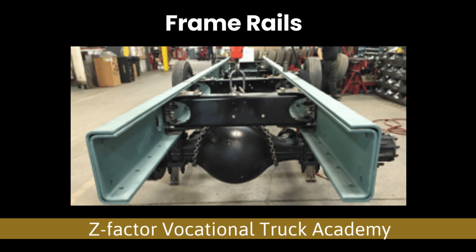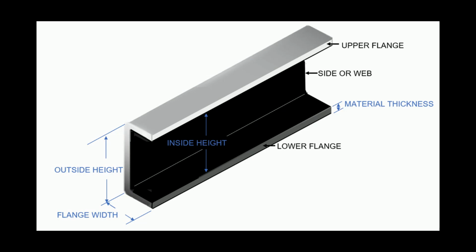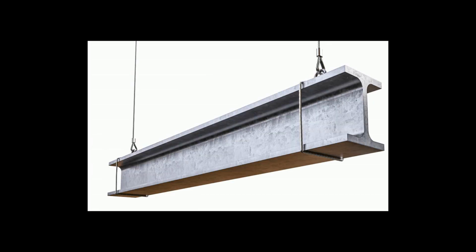The height of the web is measured vertically, and the flanges play a key role in distributing stress. The dimensions of a truck frame rail channel are defined by outside height, inside height, and material thickness. Outside height measures from the exterior of both flanges, while inside height refers to the distance between the flanges on the inside of the web. Material thickness is calculated as the difference between outside and inside heights.